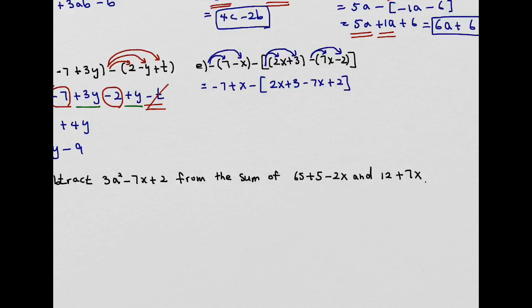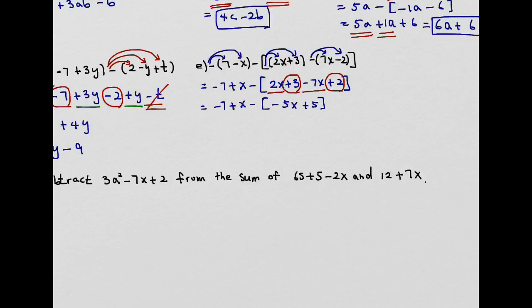Before I go any further, I should be able to combine the like terms inside of the bracket, and it looks like I have 2x and negative 7x as like terms, and then plus 3 and plus 2 as like terms. So I get negative 5x plus 5. Just combining the like terms inside of the bracket.